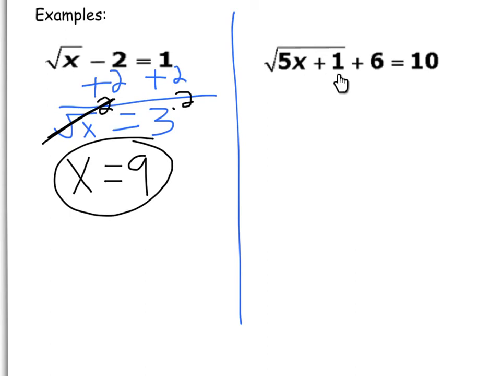We have kind of a bigger one here, but we can handle it. All of this is underneath the square root. That's good. 6 has to go. So I'm going to minus 6 from both sides, and I get 4.